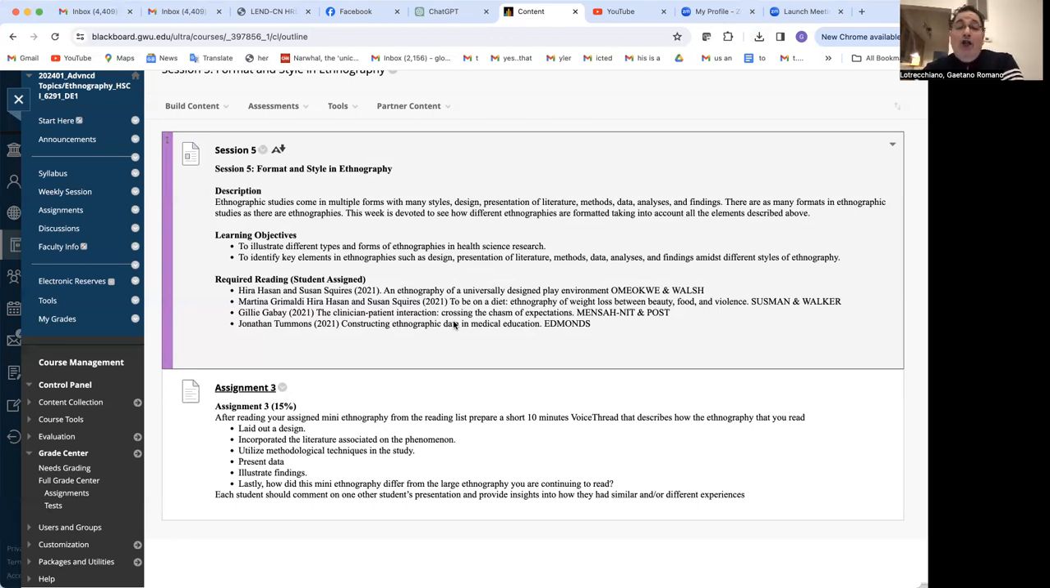Okay, there's probably a huge amount of differences. But what I'm asking you to do is look at those two different types of ethnography and ask yourself, what are there maybe similarities, by the way? Are there differences? What are the differences? And even comment on why the differences might be the ones that you are finding. Okay. And I ask each one of you to comment on one other student's presentation and provide insights into how they had similar and/or different experiences.